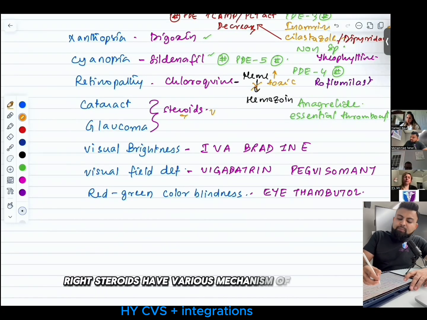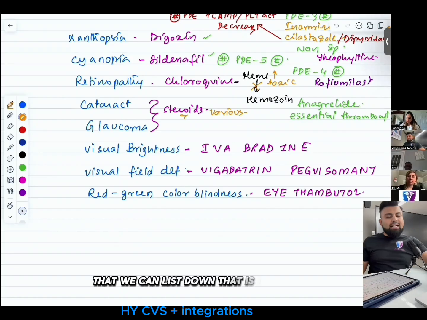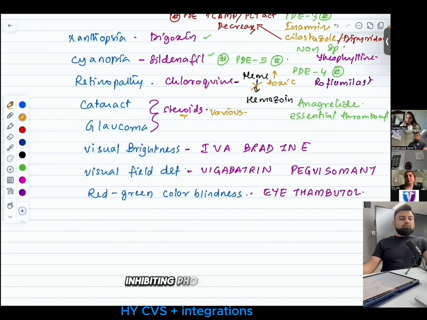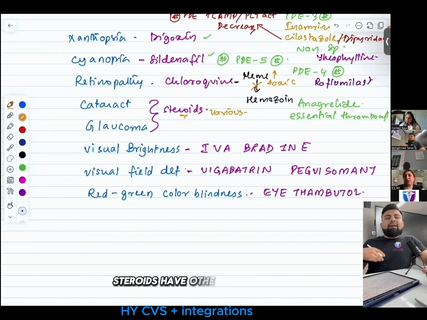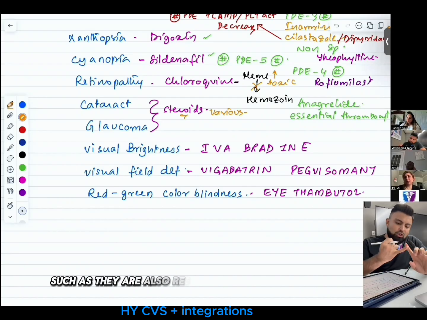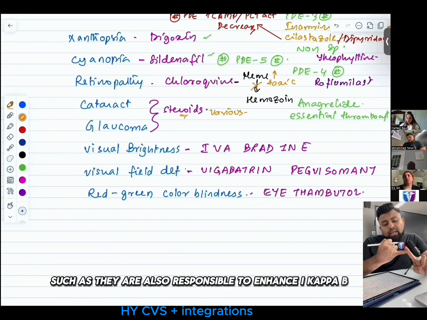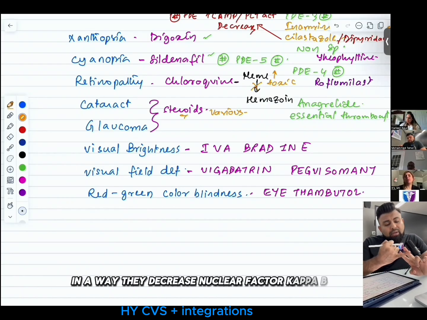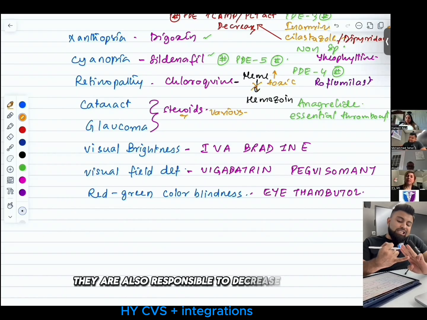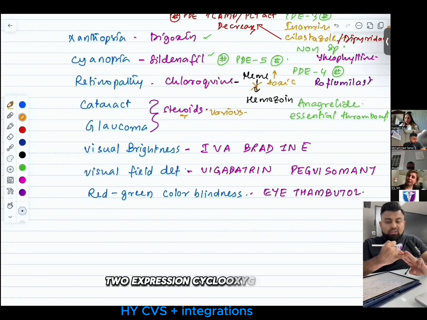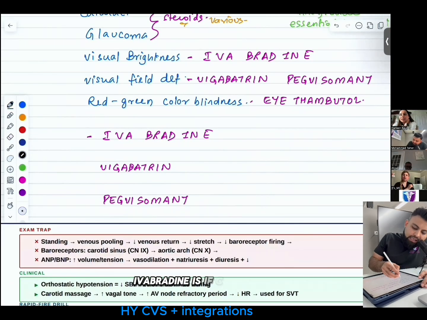Steroids have various mechanisms of action that we can list down, that is inhibiting phospholipase A2. Steroids have other mechanisms, such as they are also responsible to enhance I kappa B. In a way, they decrease nuclear factor kappa B. They are also responsible to decrease the COX-2 expression, cyclooxygenase 2. Ivabradine is If channels.